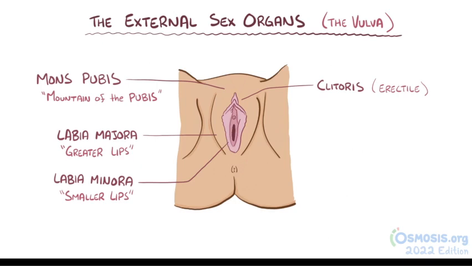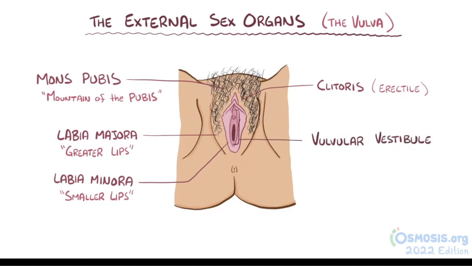Both the labia majora and the mons pubis become covered in pubic hair during puberty. The labia majora cover the labia minora, and between the 2 labia minora, there is a space called the vulvar vestibule that includes the opening of the vagina and the urethral opening.